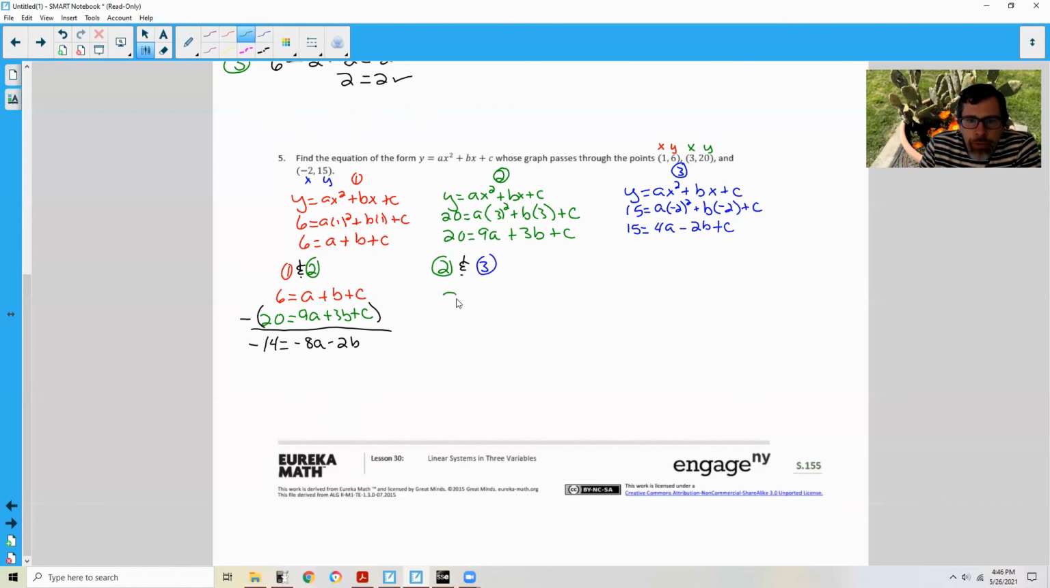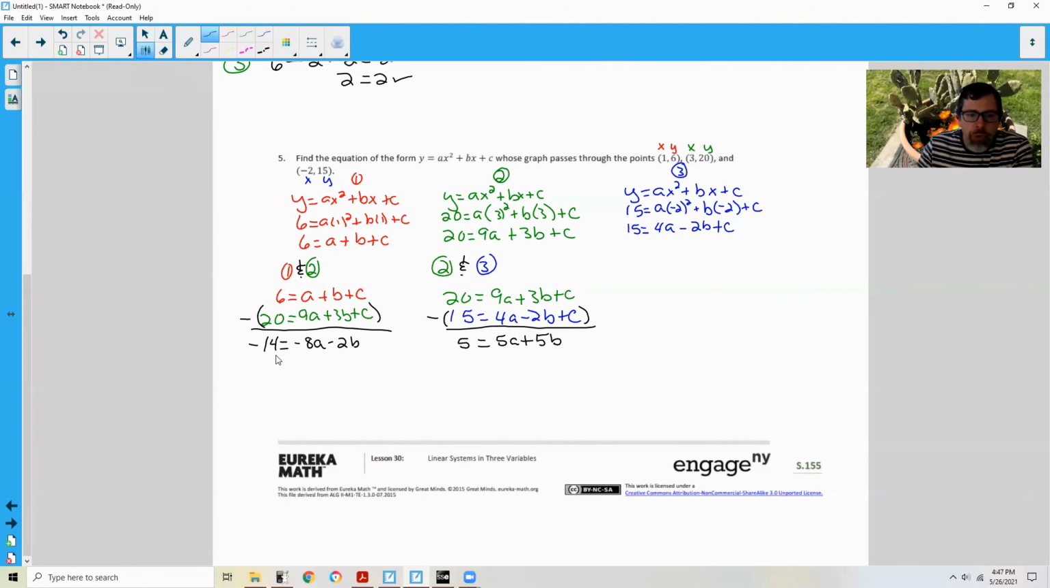Alrighty, so in doing that, we have 20 equals 9a plus 3b plus c. And the blue one, we have 15 equals 4a minus 2b plus c. When I do that, I have two plus c's. Again, I'm going to subtract. 20 minus 15 is 5. 9 minus 4 is 5a. 3 minus a negative 2 is plus 2. 3 plus 2 is 5b. And c minus c is nothing. We got rid of our c's.